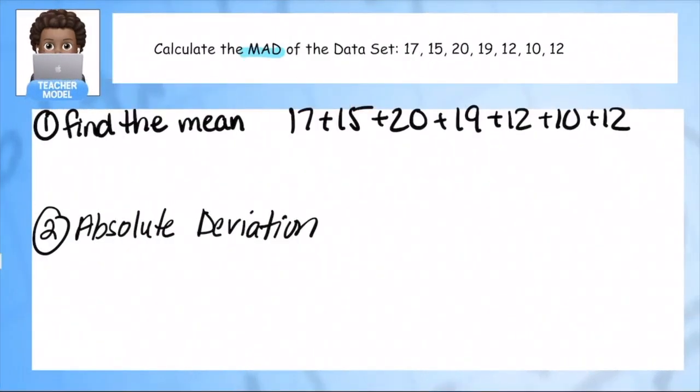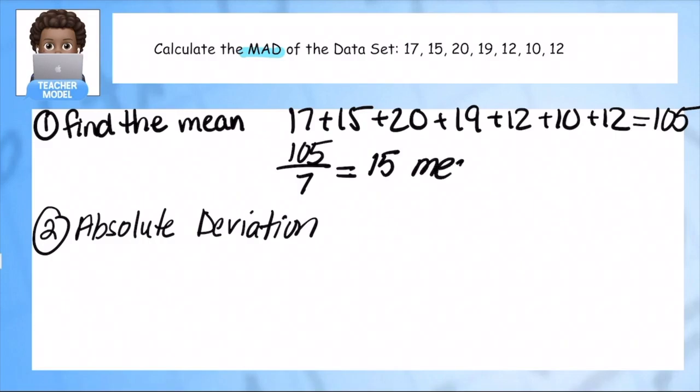Okay, we're going to calculate the MAD, or mean absolute deviation, for this data set. So again, my first step is to add up all of these numbers together so I can start finding the mean. And when I add all of them up, I get 105. So I'm going to do 105 divided by 7, and I get 15. So this is the mean.